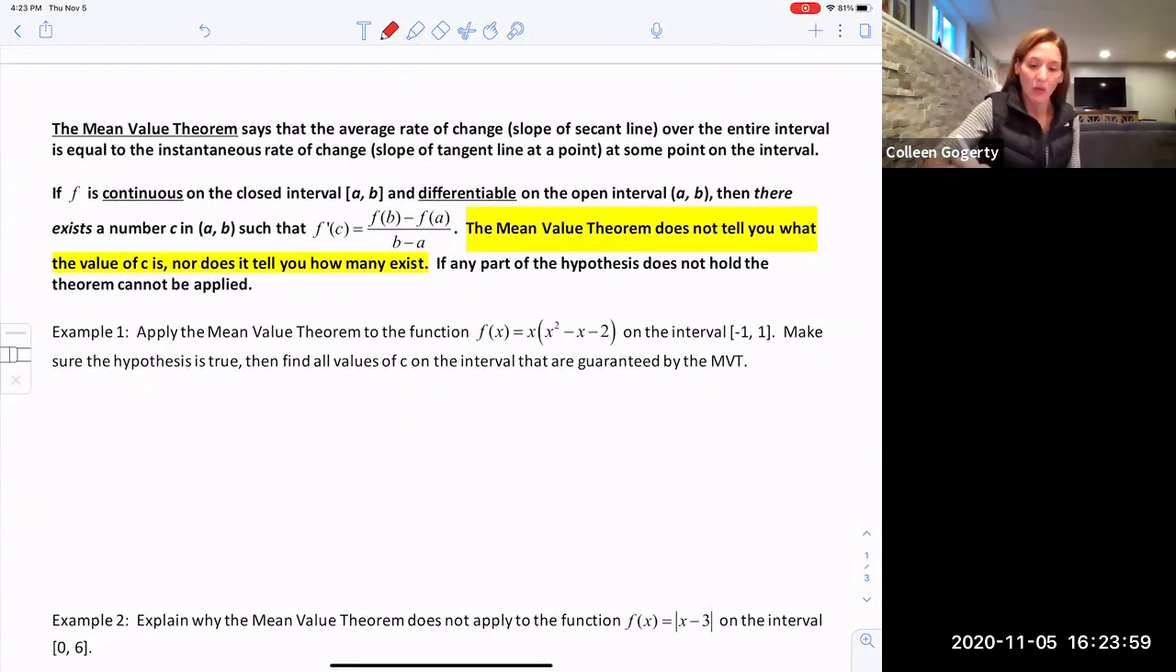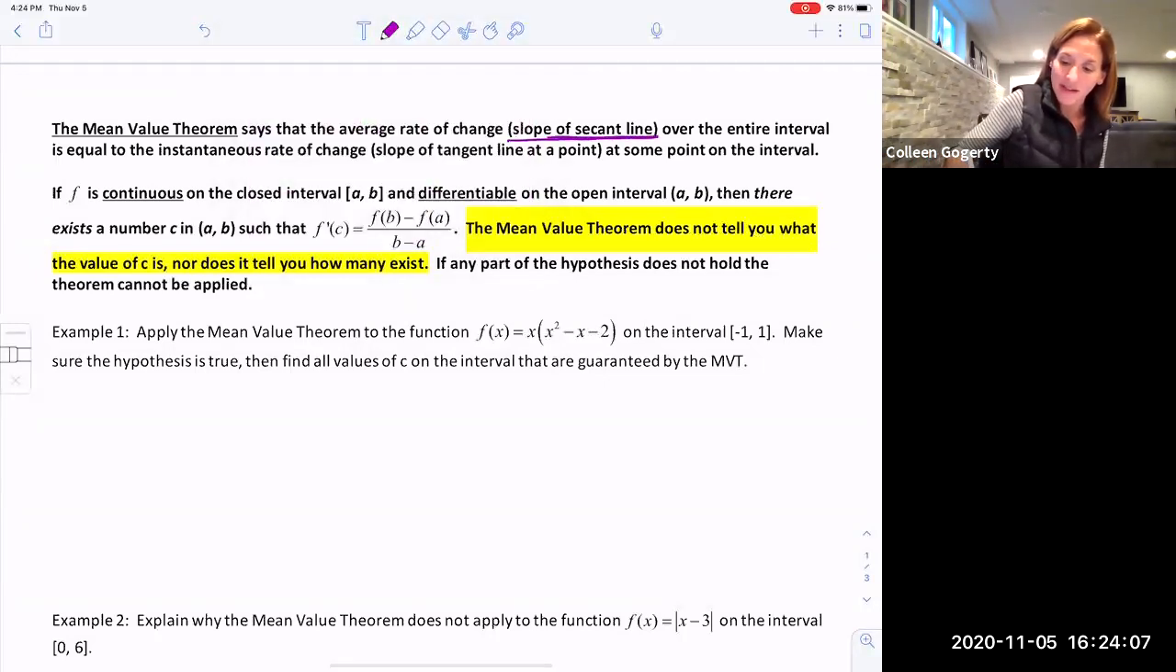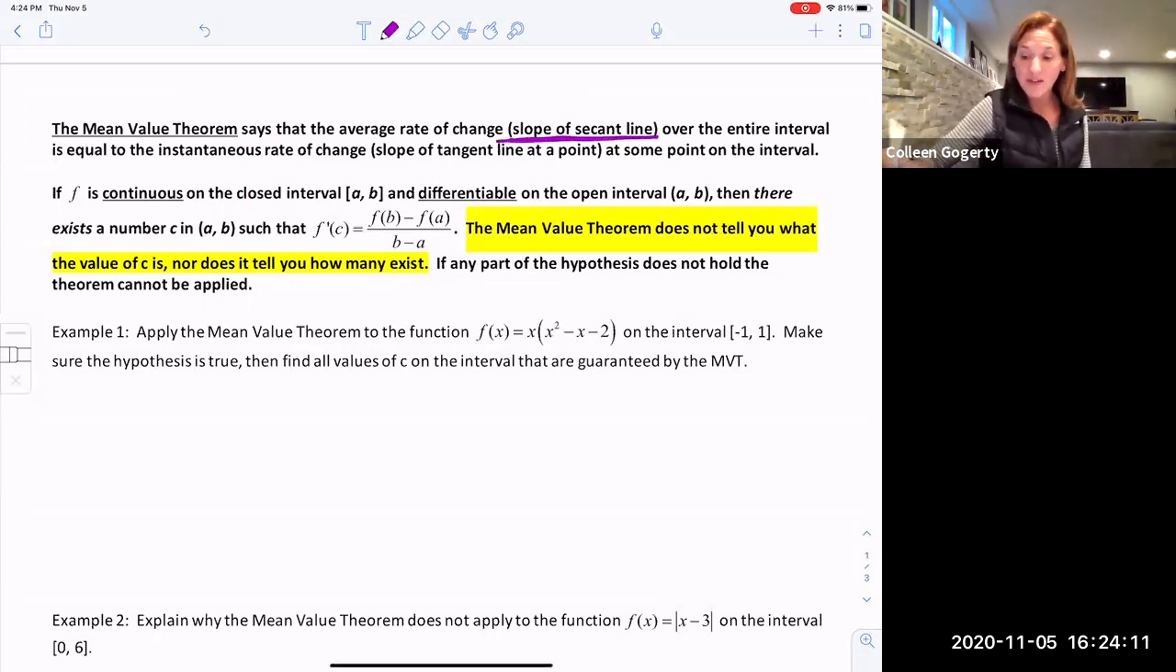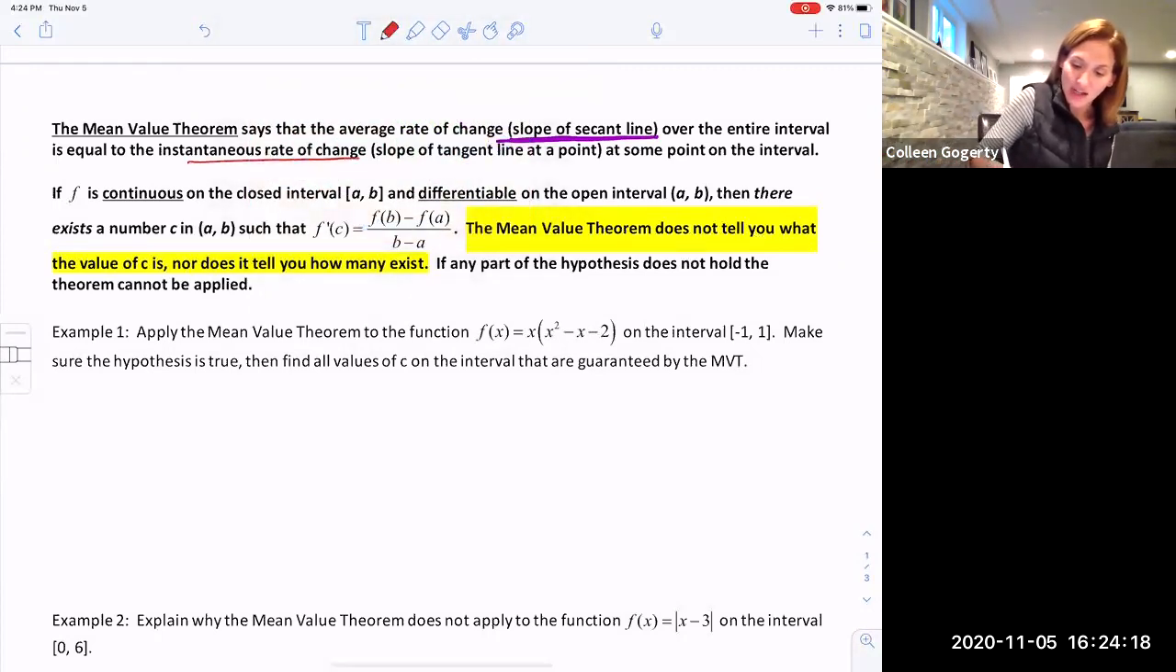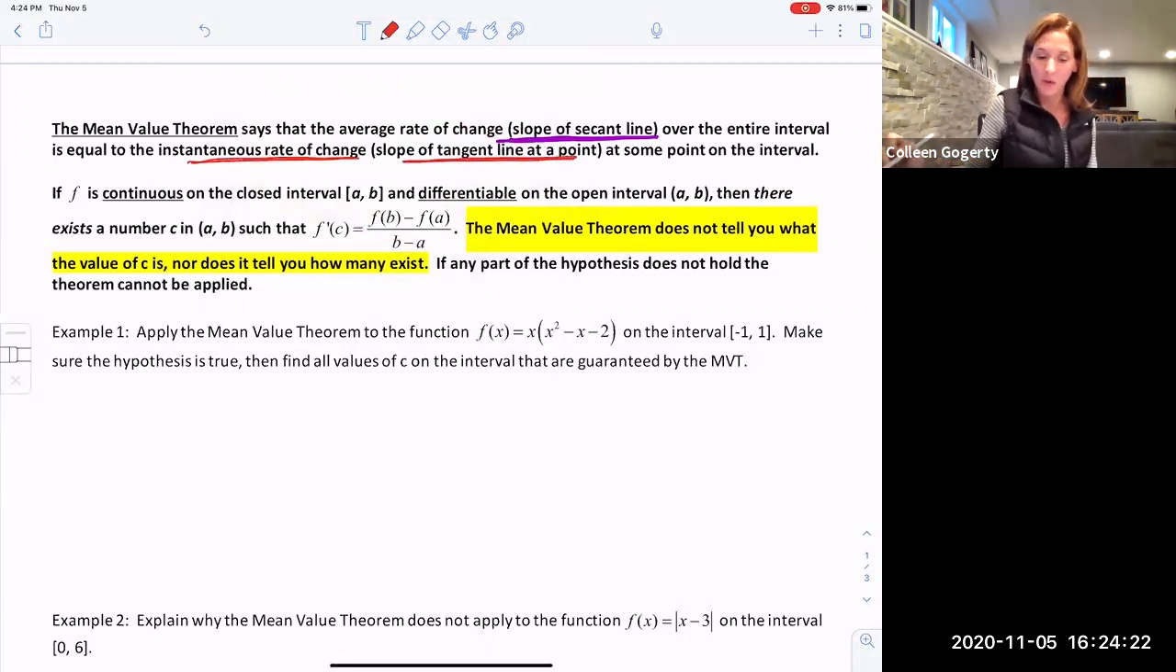So the mean value theorem says that the average rate of change, the slope of the secant line, okay, so I was using purple on all my secant lines on the front page, the slope of the secant line over an interval is equal to the instantaneous rate of change, or the slope of the tangent line at a certain point, okay?